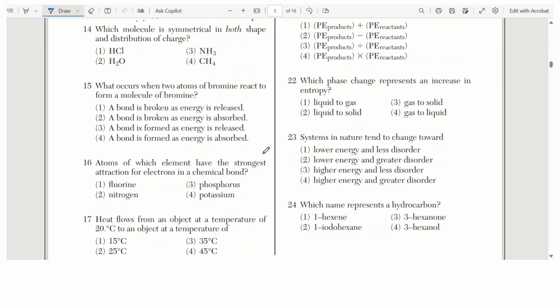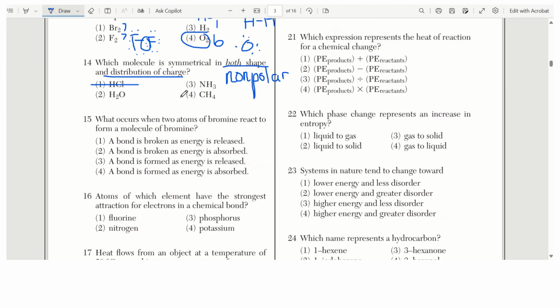Number 14, which molecule is symmetrical in both shape and distribution of charge? So this means we are looking for something non-polar. So the atoms are arranged equally around a central atom typically, and that means the charge is distributed evenly. This HCl, I've got Cl on this side and H on this side. That can't literally be even.